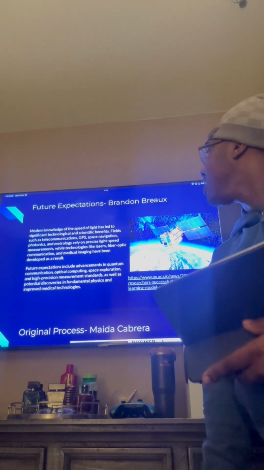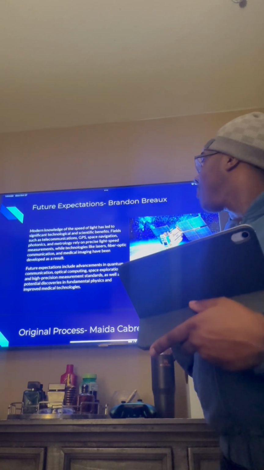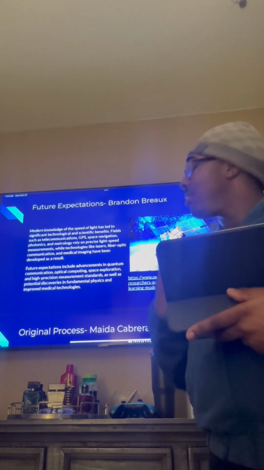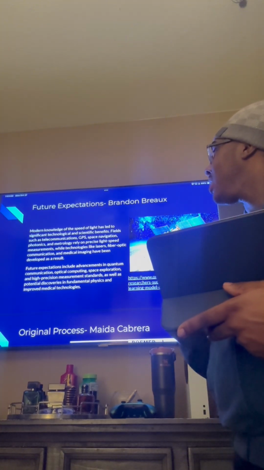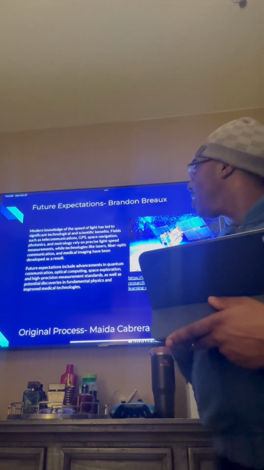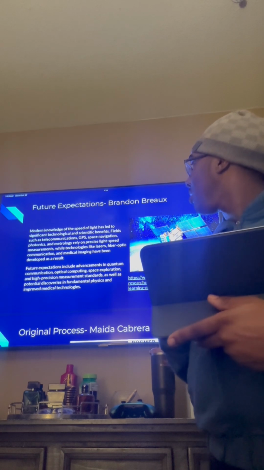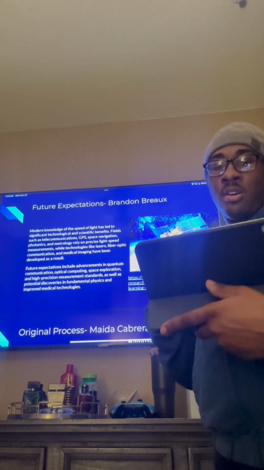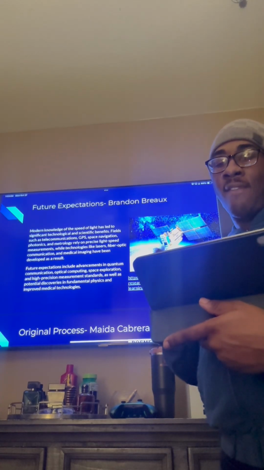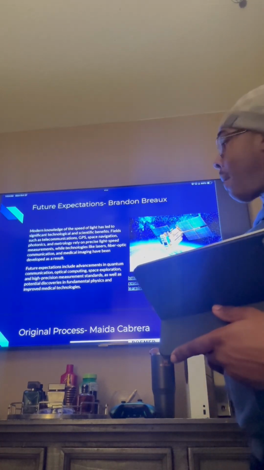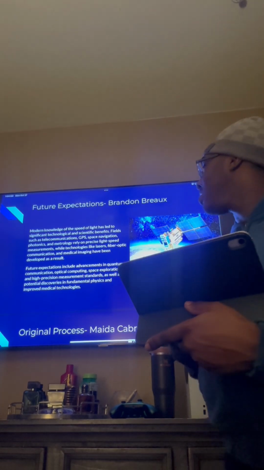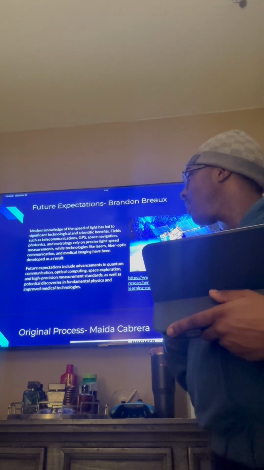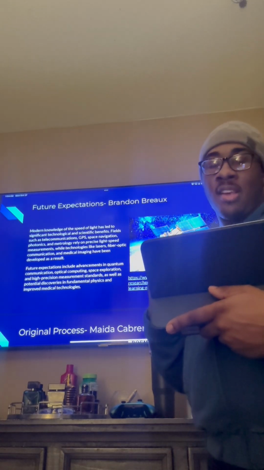Some future expectations are that it will lead to more scientific and technological benefits such as telecommunications, GPS, space navigation, and many more. They also want to have more advancement in the future in quantum communication, optical computing, space exploration, and high precision measurement standards, as well as potential discoveries and more medical technologies.